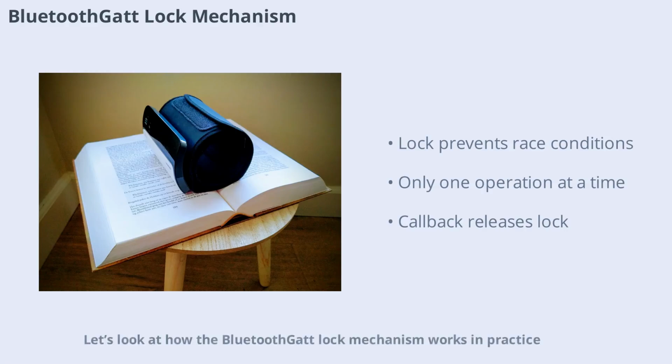Let's look at how the Bluetooth get lock mechanism works in practice. When you call read characteristic, the code checks if the characteristic is valid and if the device is ready. It then synchronizes on the mDeviceBusy lock. If the device is busy, the operation returns false. Otherwise, it sets mDeviceBusy to true and proceeds. After the operation completes, the lock is released in the callback. This ensures that only one operation is active at any given time, preventing race conditions and maintaining data integrity. Understanding this mechanism is essential for managing BLE operations efficiently.